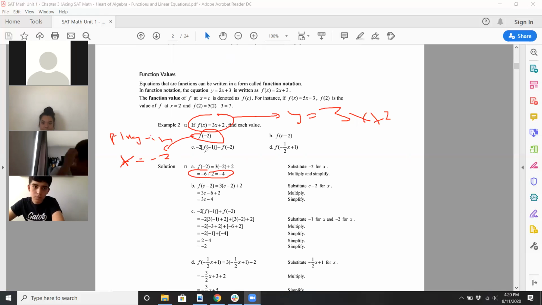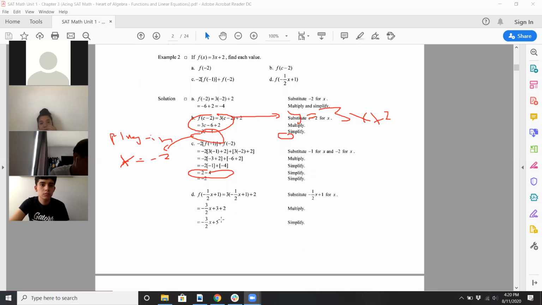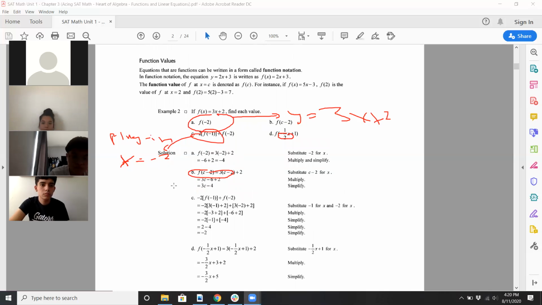C is a little more involved. You have to do f of -1, then multiply by -2, and then add to f of -2. Again, if you're very careful and methodical, you should be fine. B and D are a little bit funky. Here you're replacing x with an expression, not a number, but still no different. Instead of 3x plus 2, you do 3c minus c plus 2. Or for D, instead of 3x plus 2, you do 3 times -1/2 x plus 1, then plus 2. So that's what's happening there, and then you just clean it up after that. We'll definitely work through some multiple choice problems, but these are just a more conceptual overview.